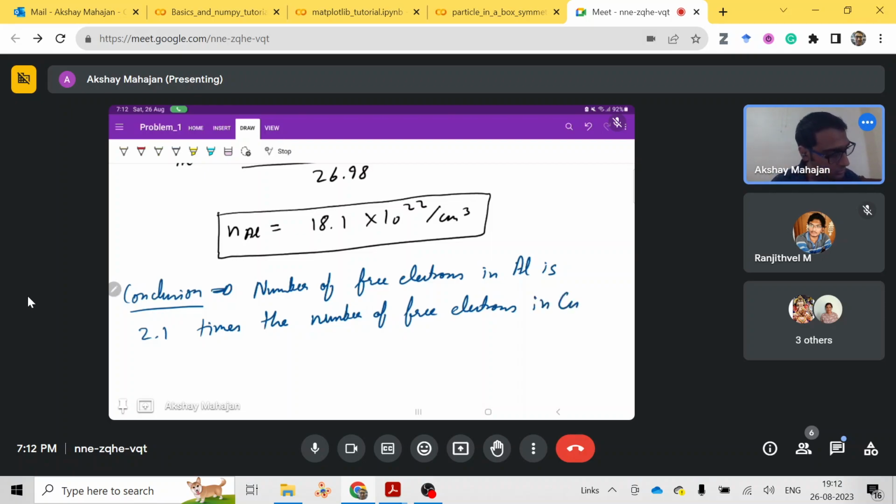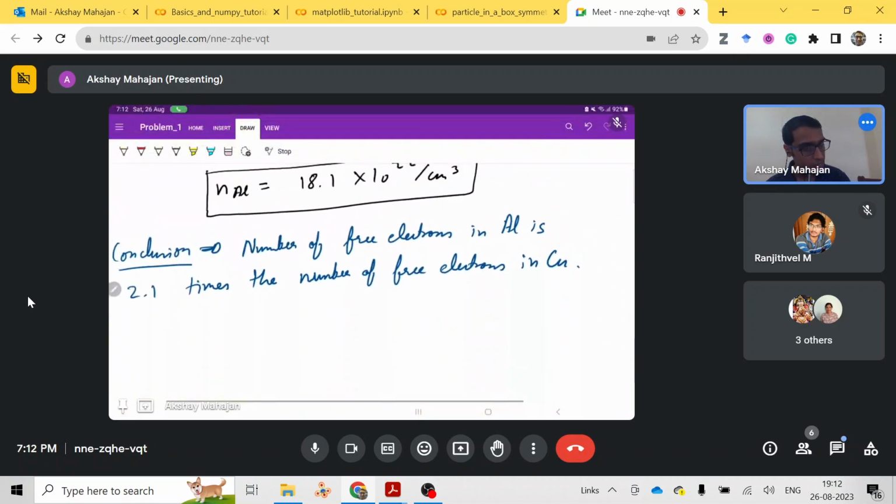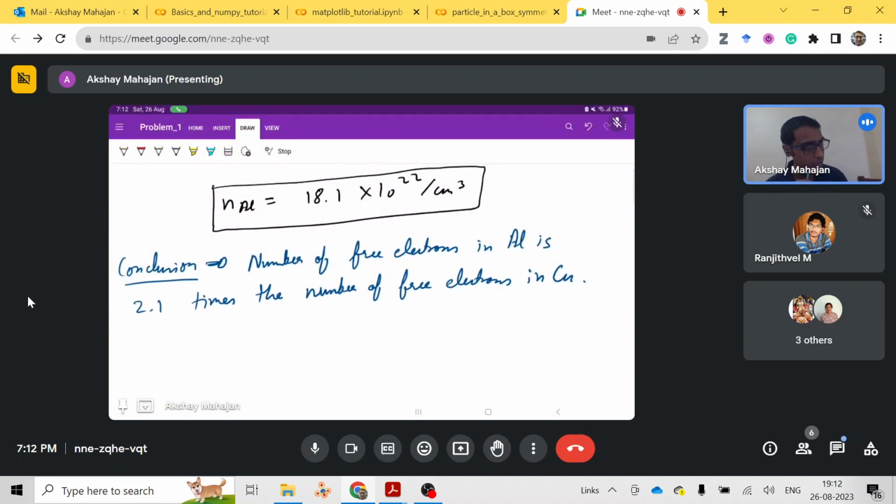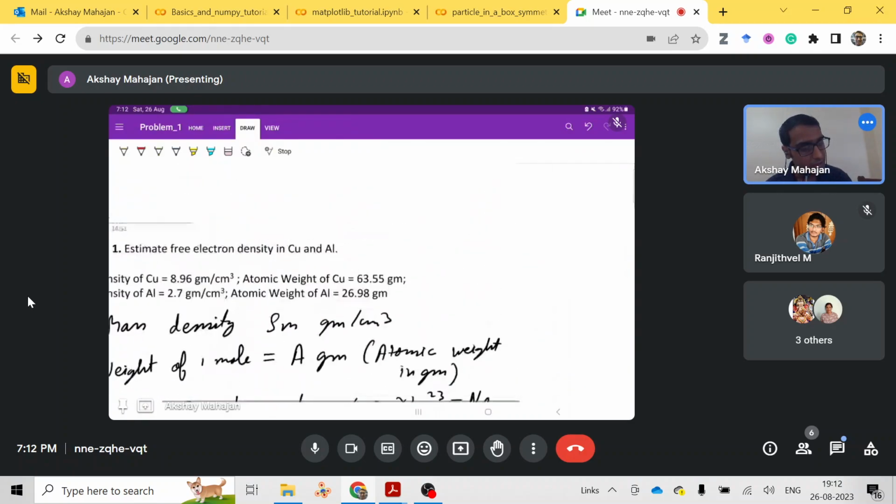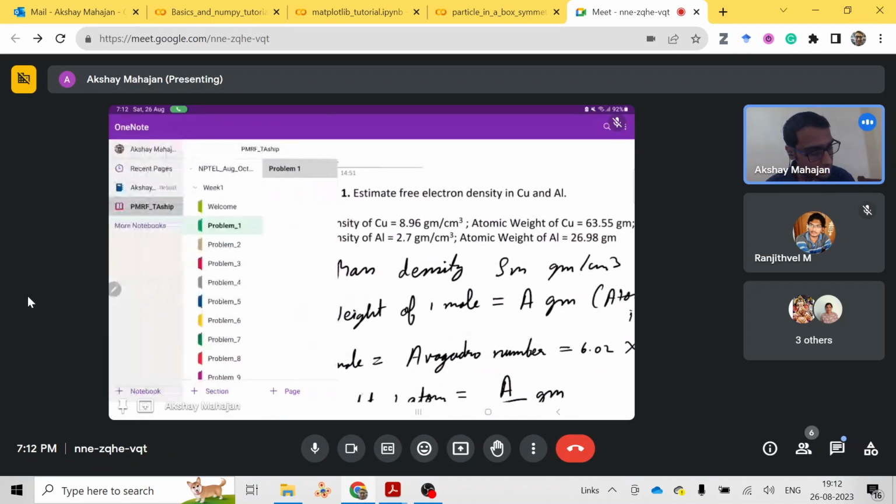So 2.1 times the number of free electrons in copper. Alright, so this is a basic question, so I hope there is no problem in this one. Let us go to problem number 2 now.